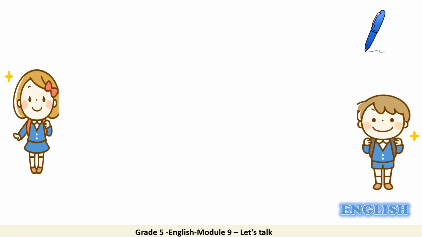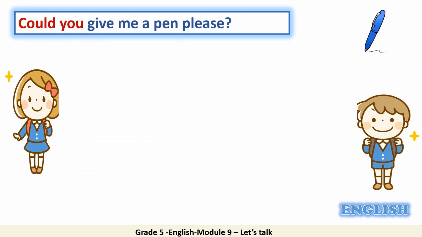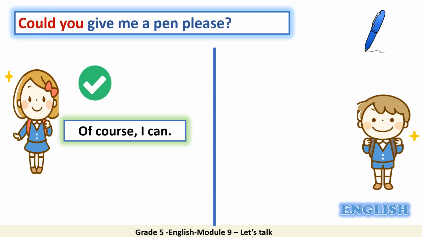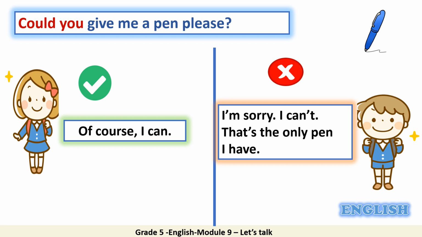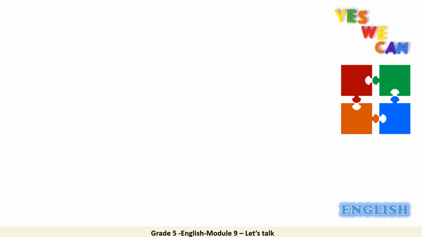To ask for a permission to borrow a pen, we will say, could you give me a pen, please? People might answer, of course, I can, if they accept. But if they refuse, they will say, I am sorry, I can't. That's the only pen I have.